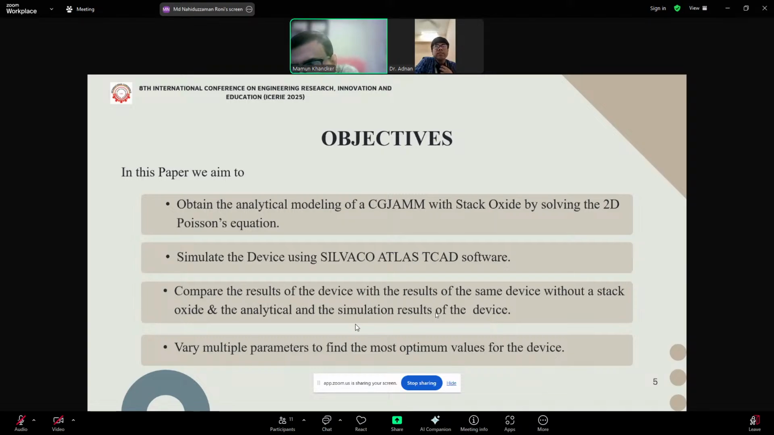In this paper, we aim to obtain analytical modeling of CG-JAM with stack oxide by solving the 2D Poisson equation. Then we aim to simulate the device with Silvaco TCAD. Then our analytical model results will be plotted in Python, and we'll compare both graphs obtained from the simulation software and from Python and find the most optimum value by varying different parameters.